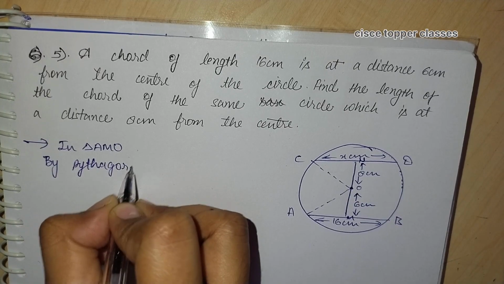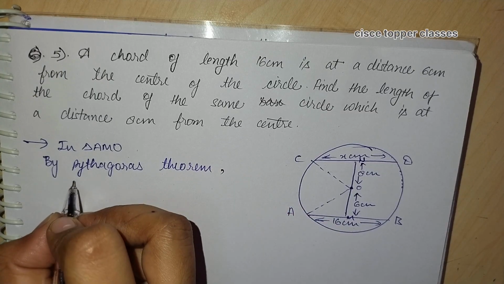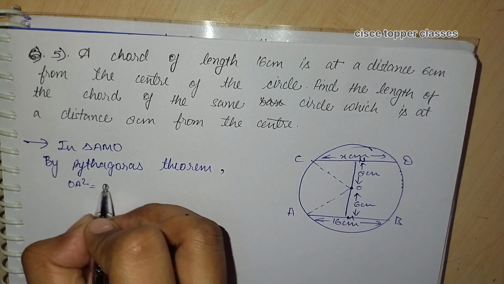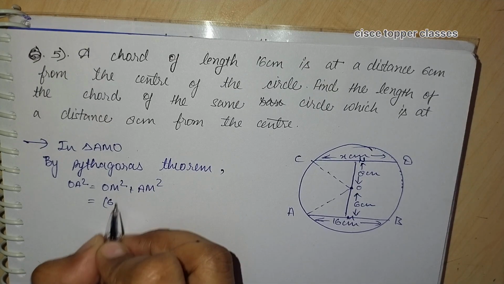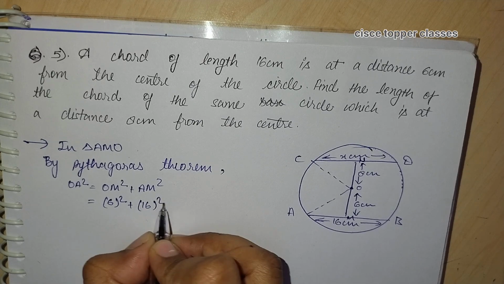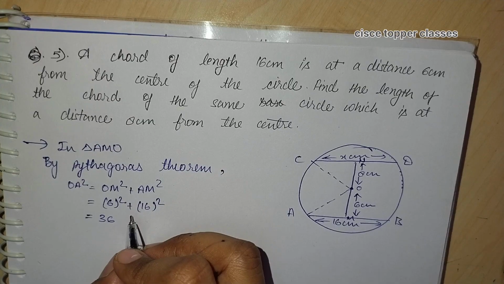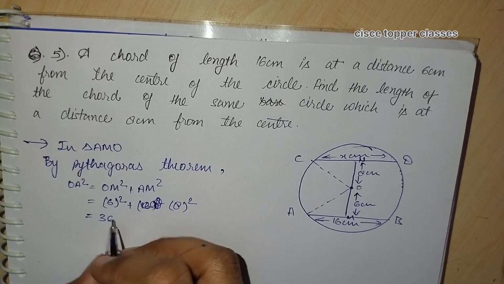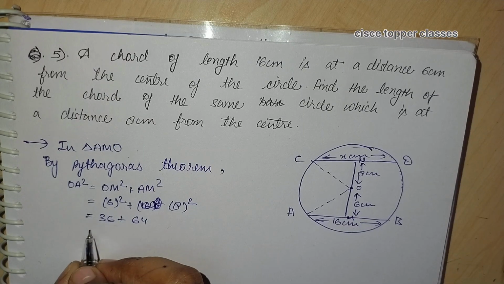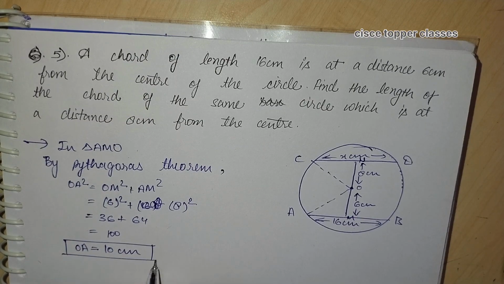So here, by Pythagoras theorem we can write OA square is equal to OM square plus AM square. This we can write as 6 whole square plus 16 whole square. So this is equal to 36. Sorry, here we have 8 because we have to write half of AB. So AM square is 8 square. 36 plus 64 is equal to 100 here. And we will take the square root. So OA is equal to 10 centimeter. Means the radius of the circle is 10 centimeter.